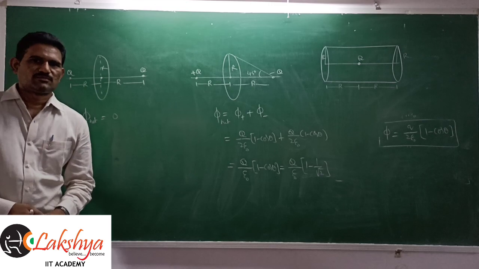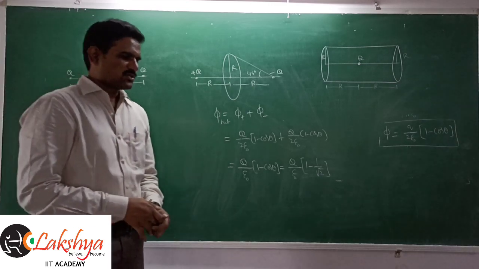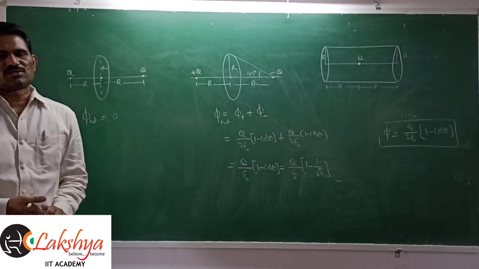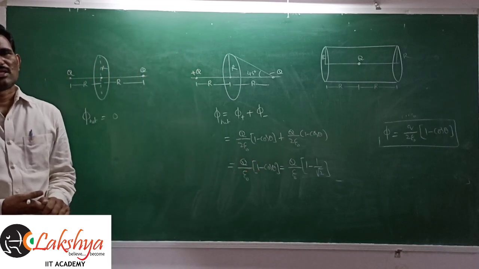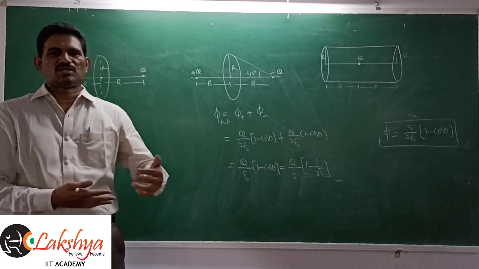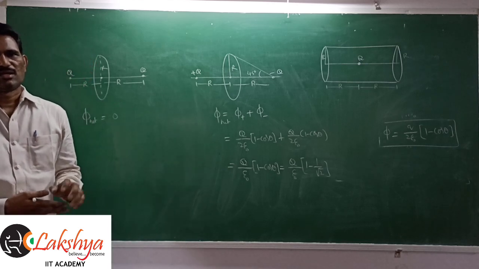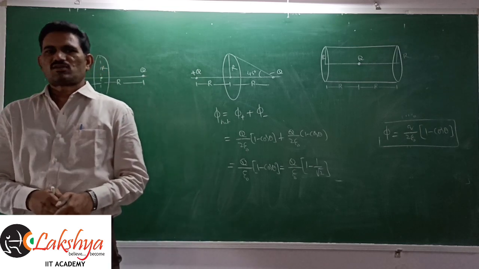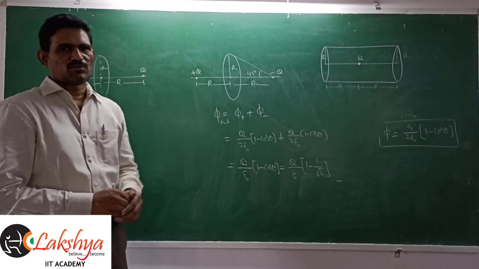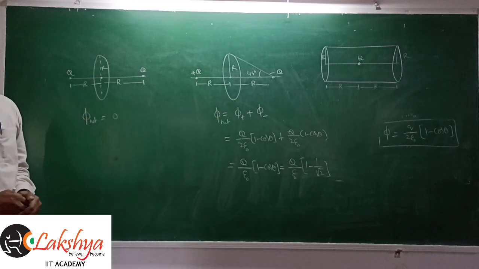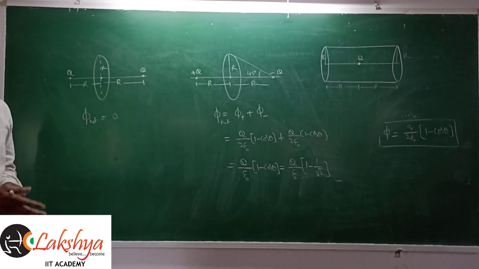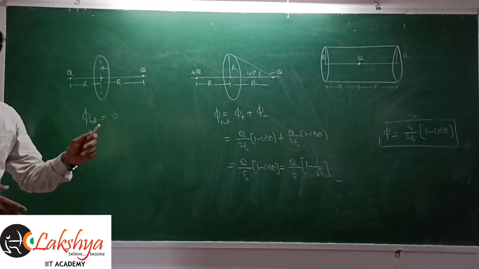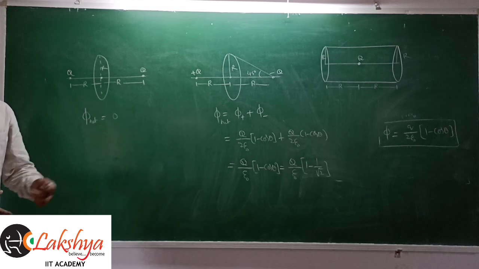Then find the flux passing through each plane surface of the cylinder and the curved surface of the cylinder. So try to solve that problem, otherwise I will explain in the next class. Similarly, we can apply this formula, that formula Q by 2 epsilon naught into 1 minus cos theta, we can apply that. So try that question, otherwise I will explain in the next class.